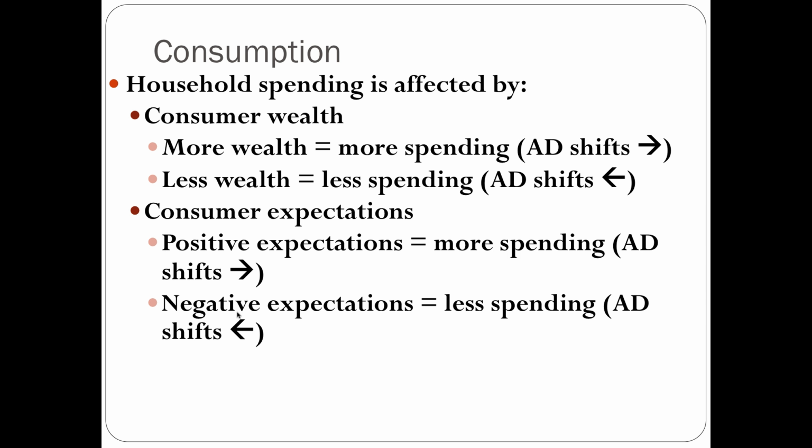Consumer expectations will also affect consumption. So positive expectations means you're going to have more spending, aggregate demand shifts to the right. Negative expectations are going to mean less spending, so aggregate demand shifts to the left. Notice consumer wealth, consumer expectations. These are a couple of the determinants of consumption and saving that we talked about last lesson. Those determinants are going to change the amount of consumption, and the change in the amount of consumption is going to change aggregate demand.